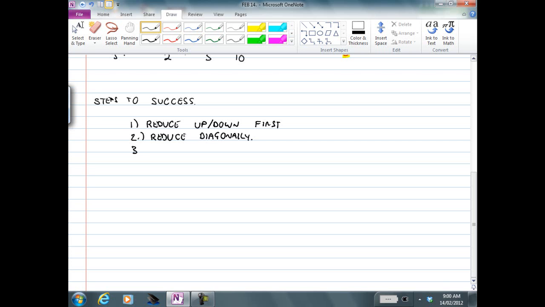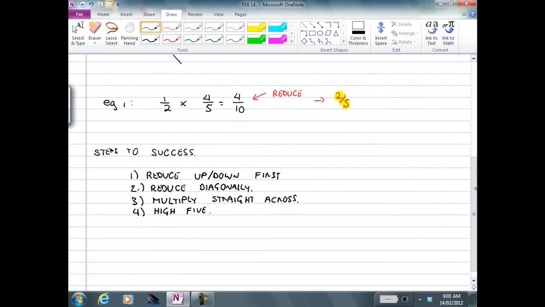Step 3: multiply straight across. So what you're going to do is you're going to multiply straight across. And finally step 4: high 5. So all we're going to do, keep it simple. Okay? I'm going to give you that question again. I'm going to walk you through how to do this.